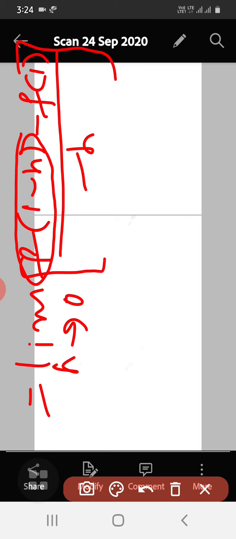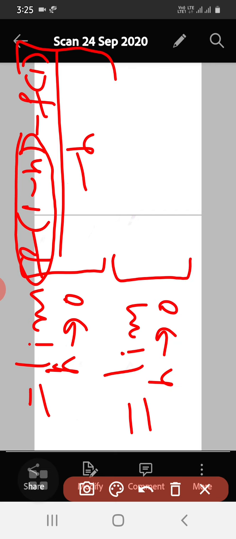f of 1 minus h means here we are finding the left hand derivative. Left hand derivative means we can take the values from the left side of the point. What is the point here? x is equal to 1 is our point, so we have to take the values from the left side of 1. Left side of 1 means x less than 1, so limit h tends to 0.